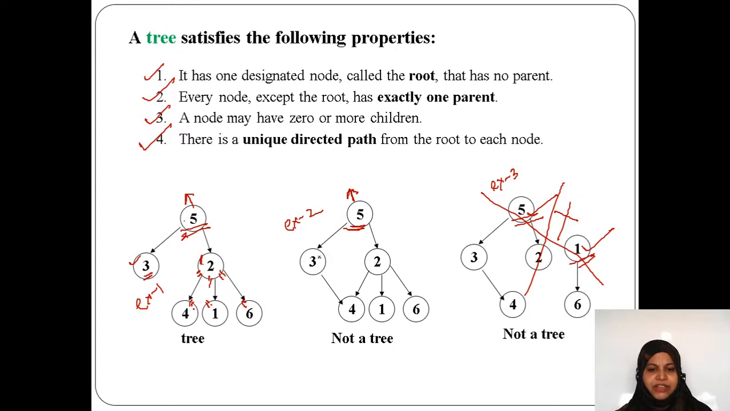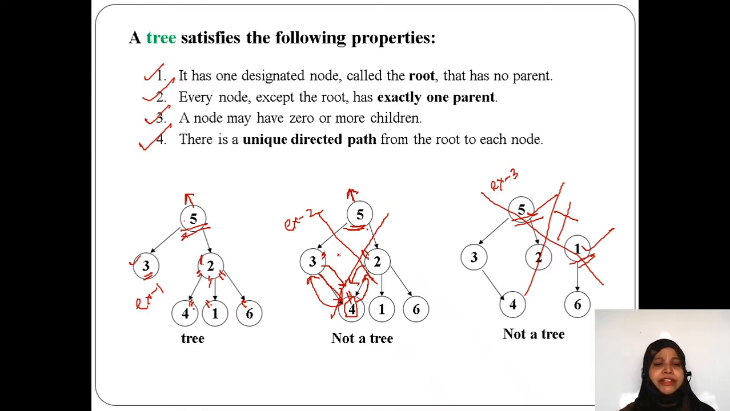Check for example 2. For this 3 node, which one is the parent? 5 is the parent, so it also satisfies the property. For this node 2, which one is the parent? 5 is the parent, it also satisfies the property. For this node 4, which one is the parent? Here a directed edge is there, so 3 is also the parent of 4, and 2 is also the parent of 4. For the single node 4, we have two parents, so it does not satisfy the second property. So this second example is not a tree. Every node must have exactly one parent. In this case 4 has two parents, 3 comma 2. That's the reason this is not a tree, right?